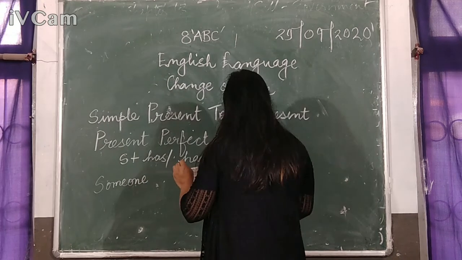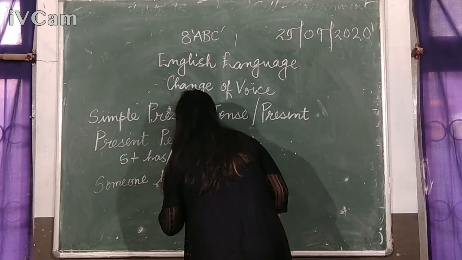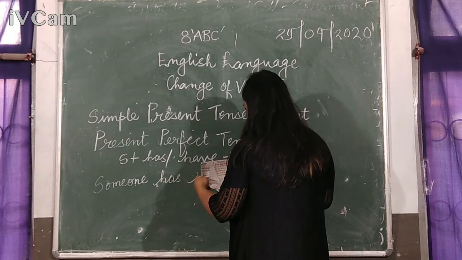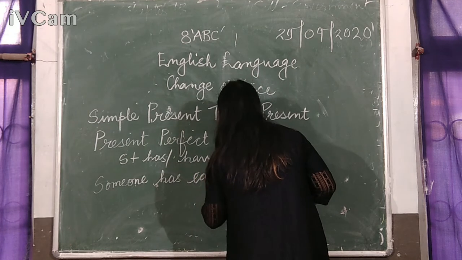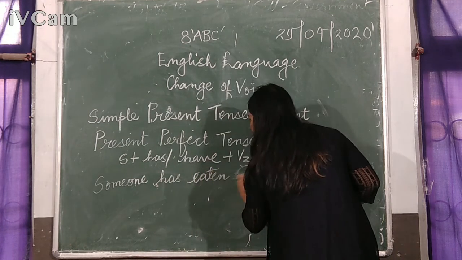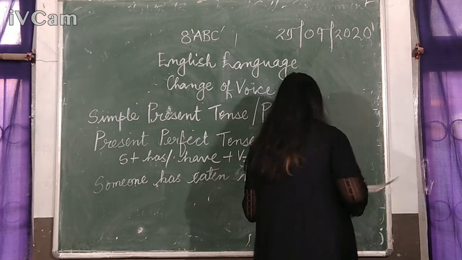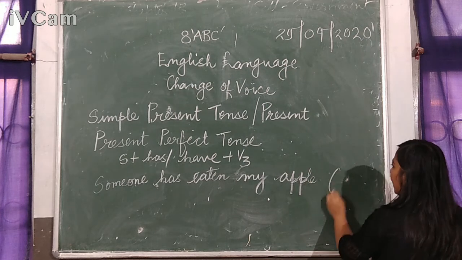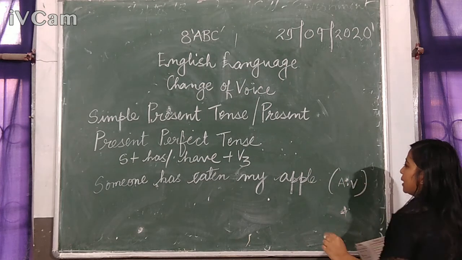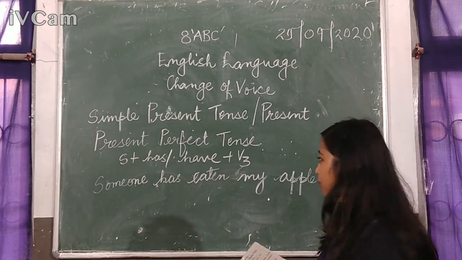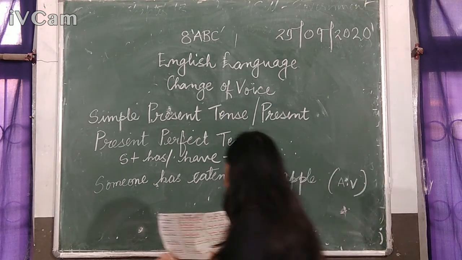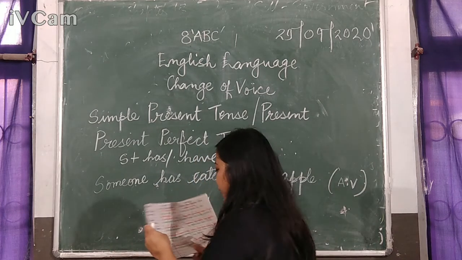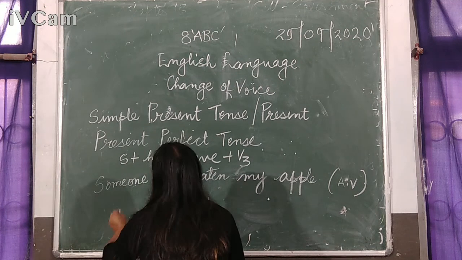Someone has eaten my apple. Okay. This is in the active voice. And the perfect tense is has, have, had. It has to be there, isn't it? That's the rule. So if you have to change it into the passive voice, the structure goes like this.